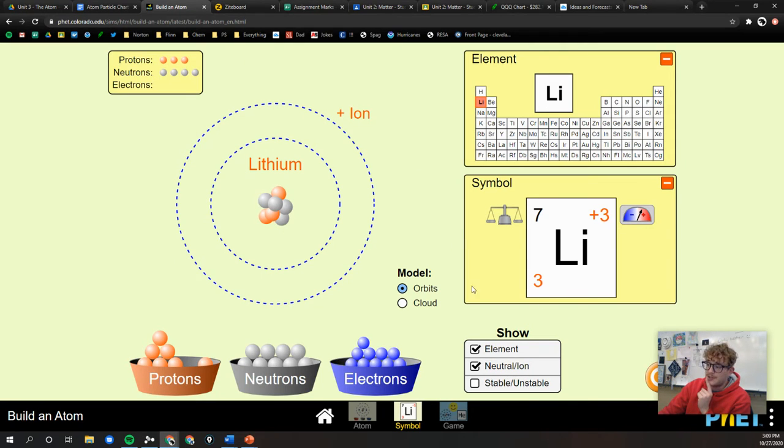It's got 3 protons in the center, which is the number down here, and it's got a total of 7 particles, neutrons and protons combined, in the center. That's what that number means, all right? And then this last number is the charge.